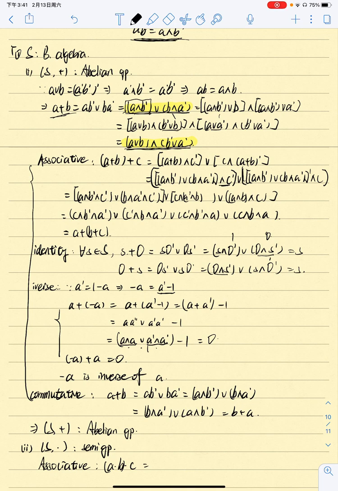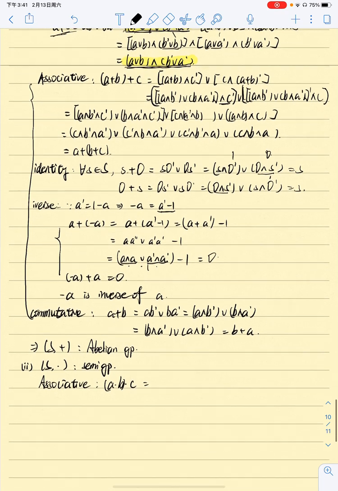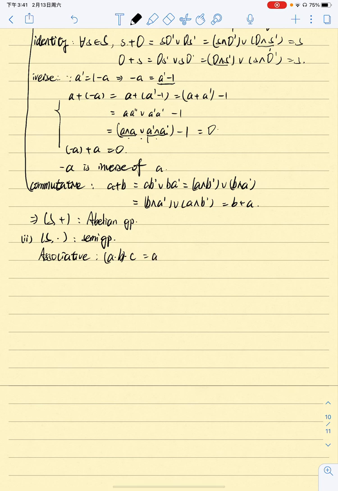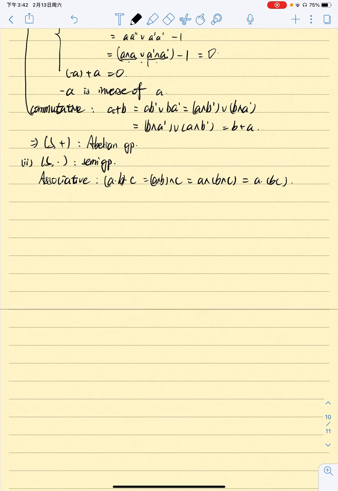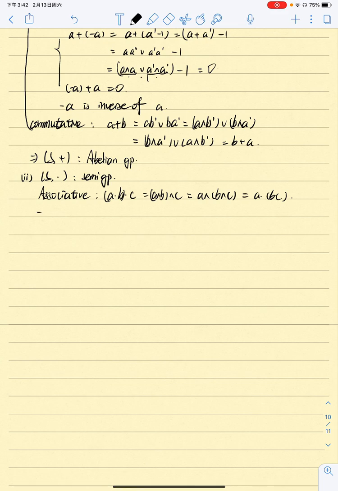By here, AB means A and B. So A and B and C. This can be written as this. So A and B and C, right? So A, B, C. So, that means S under this product is a semi-group. Okay, the third one is to prove the distributive law.